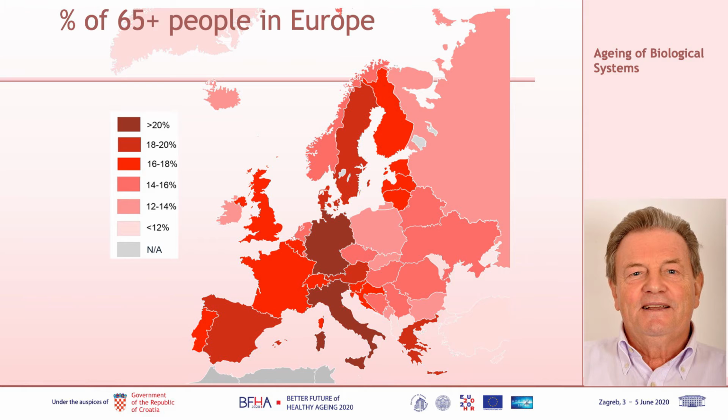Next slide. Here you have a graph of people older than 65 years in Europe at present. And you see that in countries like Germany and Italy, already over 20% of the population is older than 65 years. And other countries like Greece, Austria, and Sweden are approaching 20% of people 65 plus nowadays. Next slide.